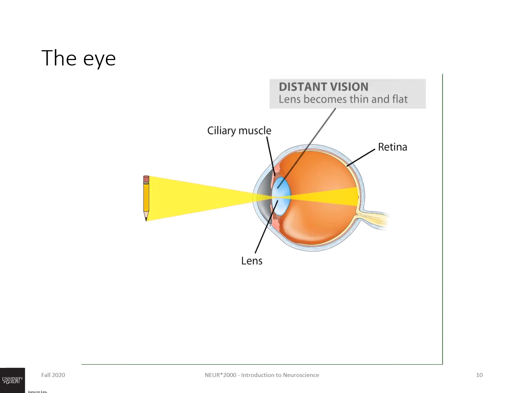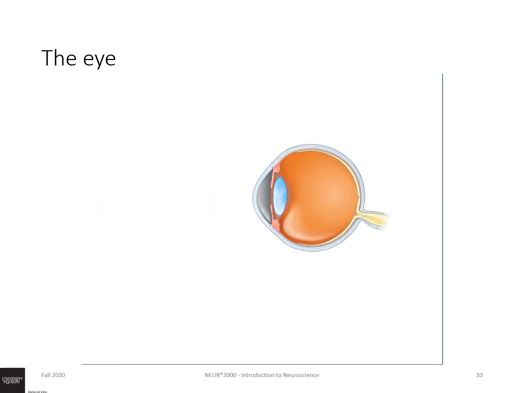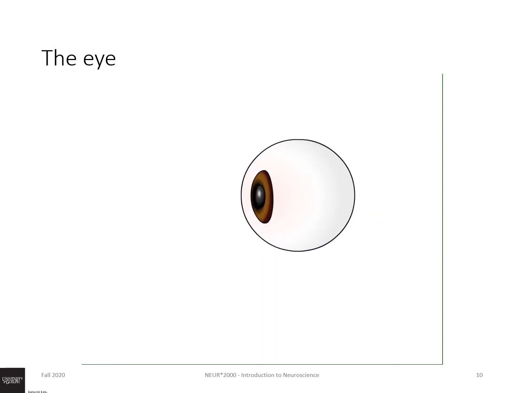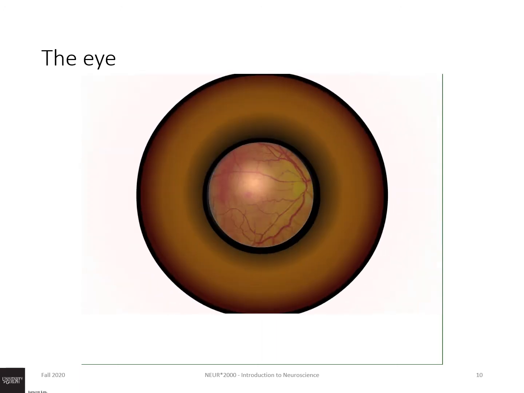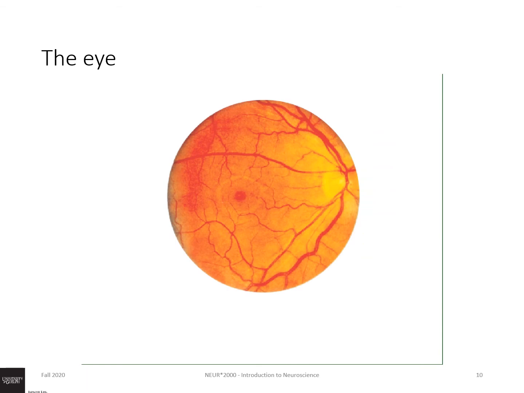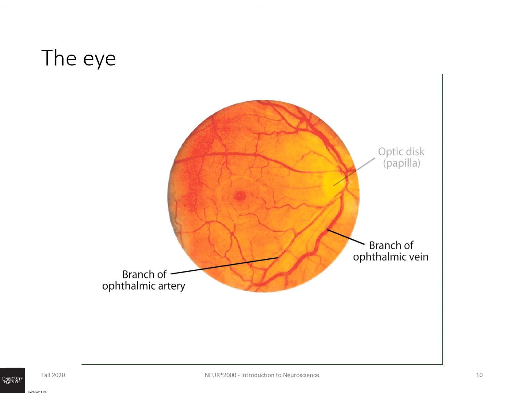Dynamic changes in the refractive power of the lens to form a sharp image on the retina are referred to as accommodation. Using an ophthalmoscope, the inner surface of the retina, or fundus, can be visualized through the pupil. Numerous blood vessels, both arteries and veins, fan out over the inner surface of the retina. These blood vessels arise from the ophthalmic artery and vein, which enter the eye through a whitish circular area known as the optic disc, or optic papilla.